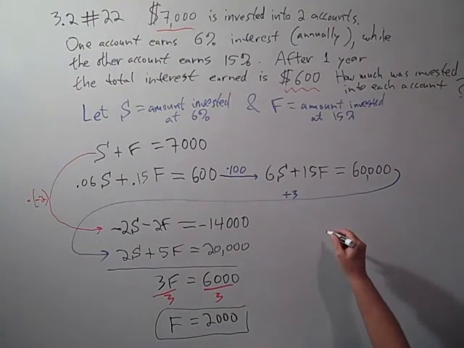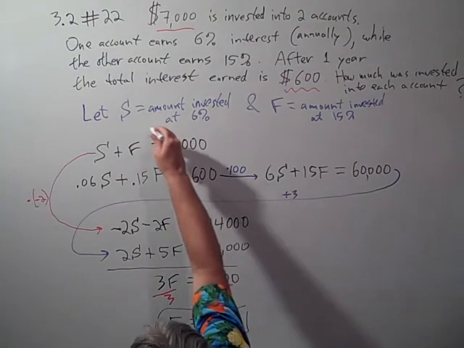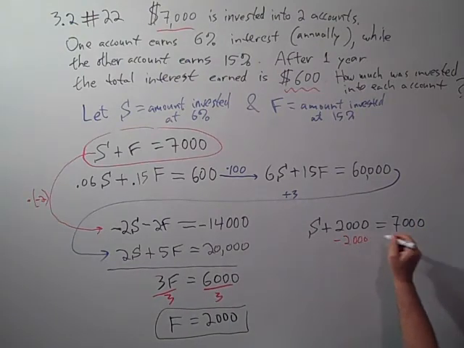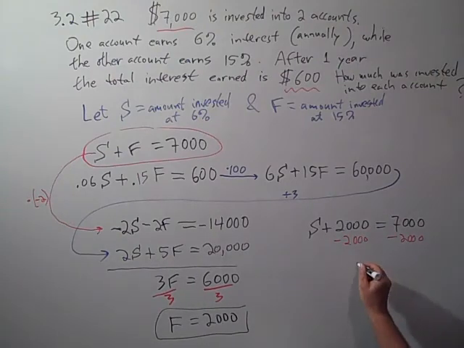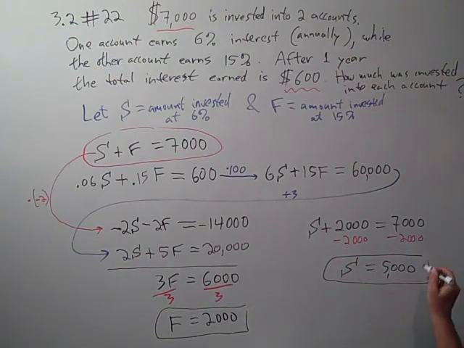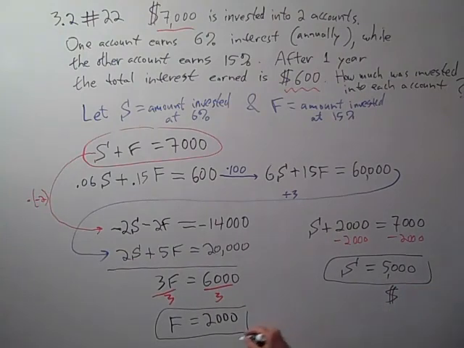There's a total of $7,000, so the very first equation that we wrote down, we're going to use that now. S plus F, we just found out that F is 2,000. That adds up to 7,000. So taking 2,000 away from both sides, we're able to find how much was invested at the 6% interest rate. S is equal to 5,000. So $5,000 was invested at 6%, and $2,000 was invested at 15%.